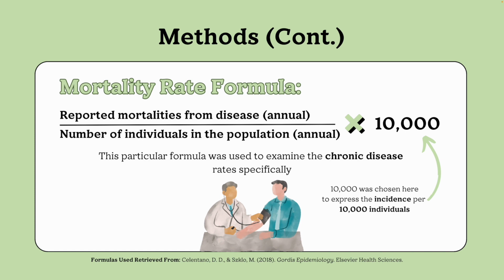Reported mortalities from a certain disease, which would be annual, over the number of individuals in the population, and this would be on an annual basis as well. And then this would be multiplied by 10,000 as well, because I chose to express the incidence per 10,000 individuals. And this particular formula was used to examine the chronic disease rate specifically, as the chronic diseases were often associated with mortalities rather than cases. And again, I did retrieve this formula from the Gordis Epidemiology textbook that I've been using.